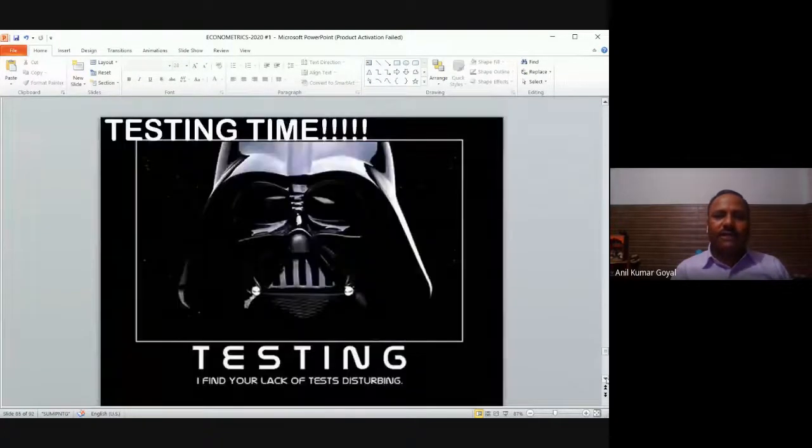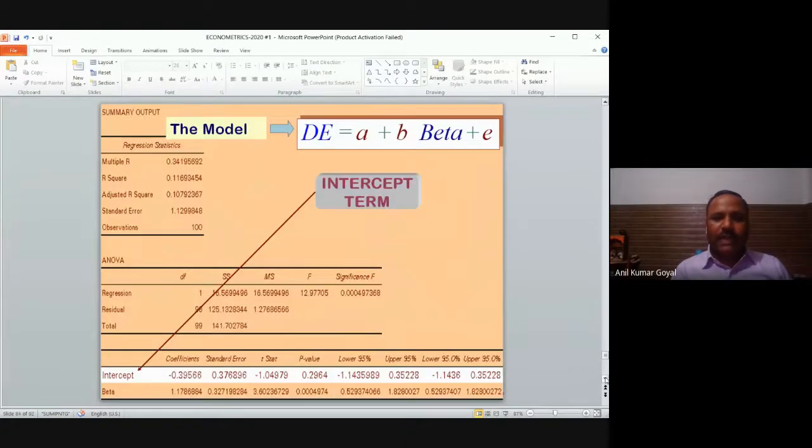So what next? Testing time. As I told you, this is the intercept term, and this is beta.